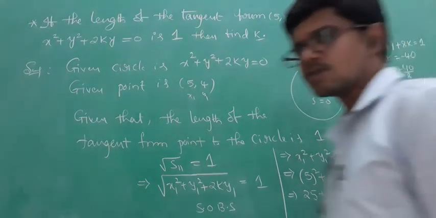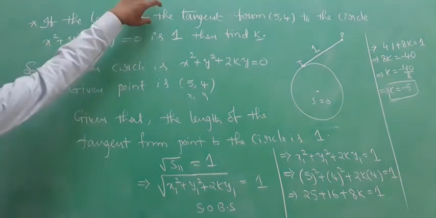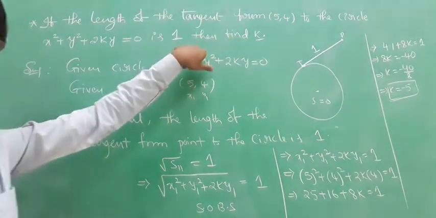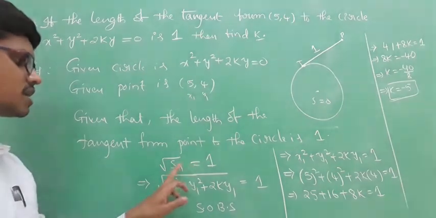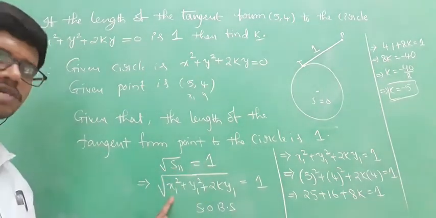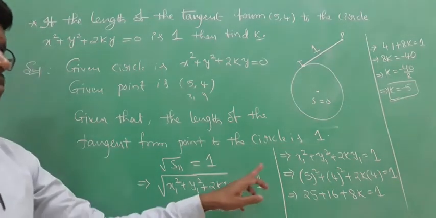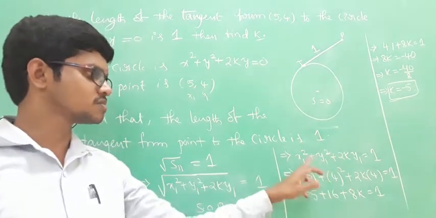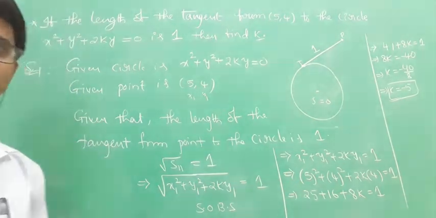Here, how to find the value of k: already it has been given that the length of the tangent is 1 unit. So we have to equate the length of the tangent, root S11, to 1, that is x1 square plus y1 square plus 2ky1 is equal to 1. Substitute the values of x and y to get the value of k. Okay.